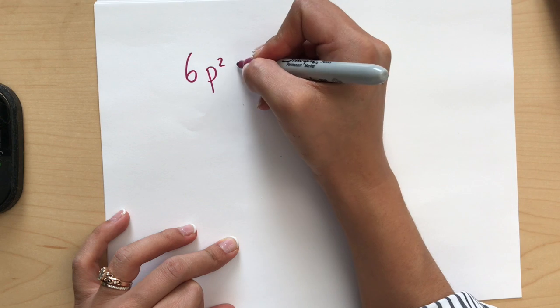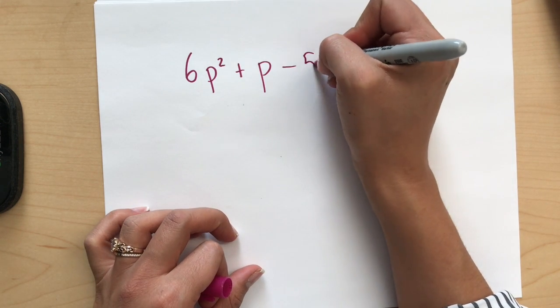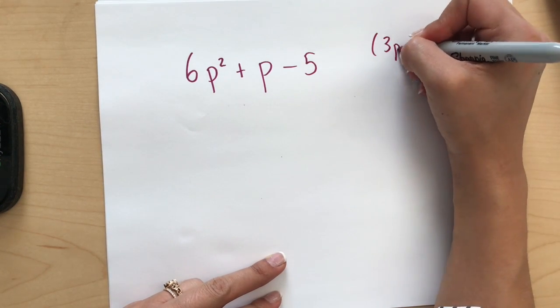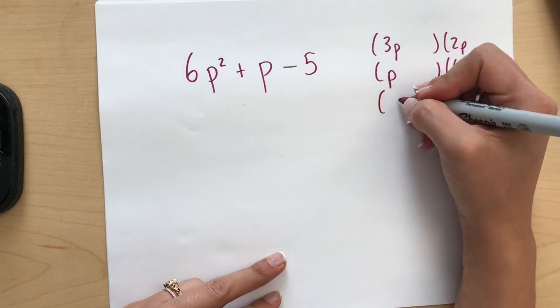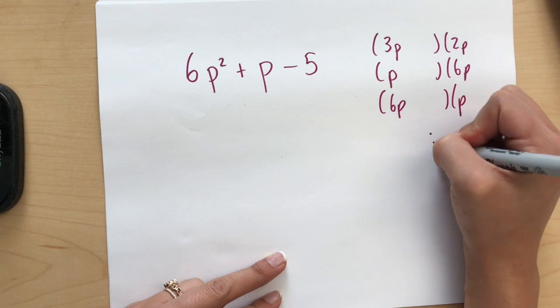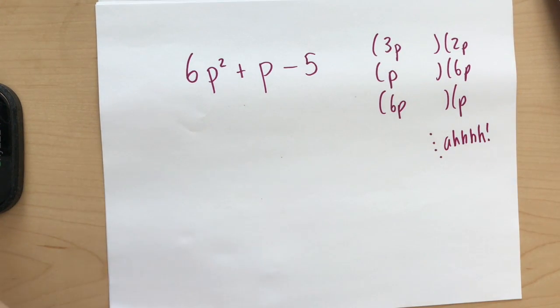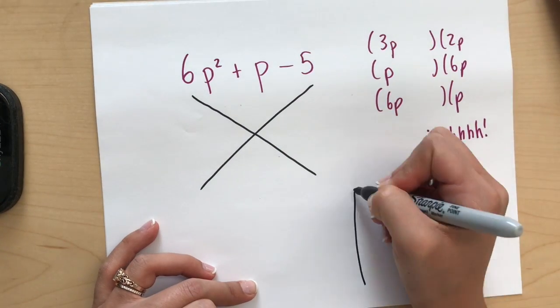Now suppose that we have something a little bit trickier. Suppose we have a coefficient in front of our p squared here. So our a is not 1, it's 6. Now there's a bunch of different possibilities for my first terms. It could be 3p and 2p, p and 6p, 6p and p, etc. There's a lot. This seems kind of difficult, so I'm going to teach you a method to do this without trial and error.